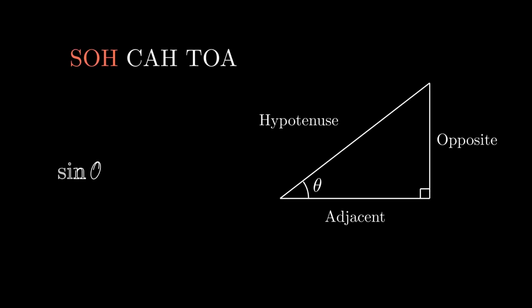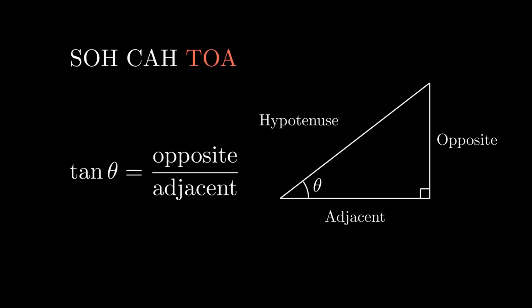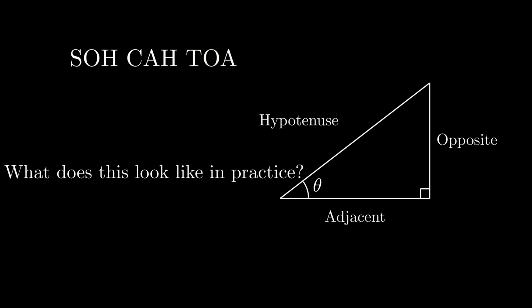The S in SO represents the sine of the reference angle, in this case theta. The OH represents opposite over hypotenuse, and when combined with SO, it simply means sine theta is equal to opposite over hypotenuse. Knowing that, we can easily determine the other two. Cosine theta is equal to adjacent over hypotenuse, and tangent theta is equal to opposite over adjacent. Now, what does this look like in practice? Let's go over a few examples.